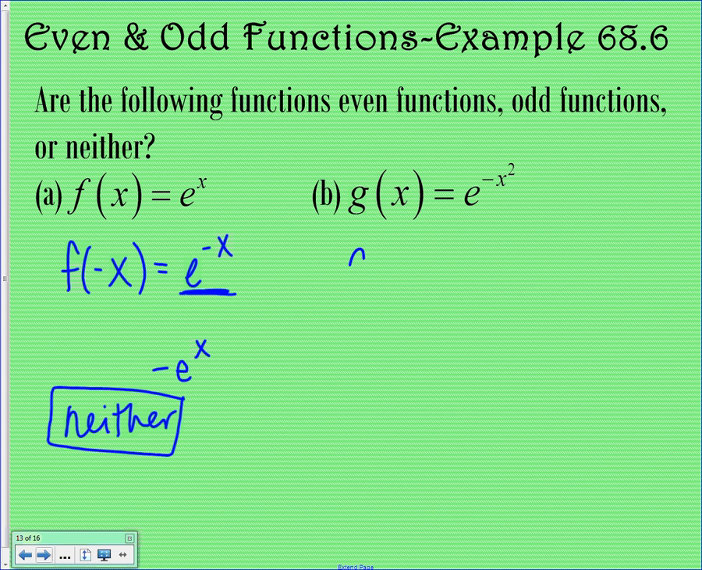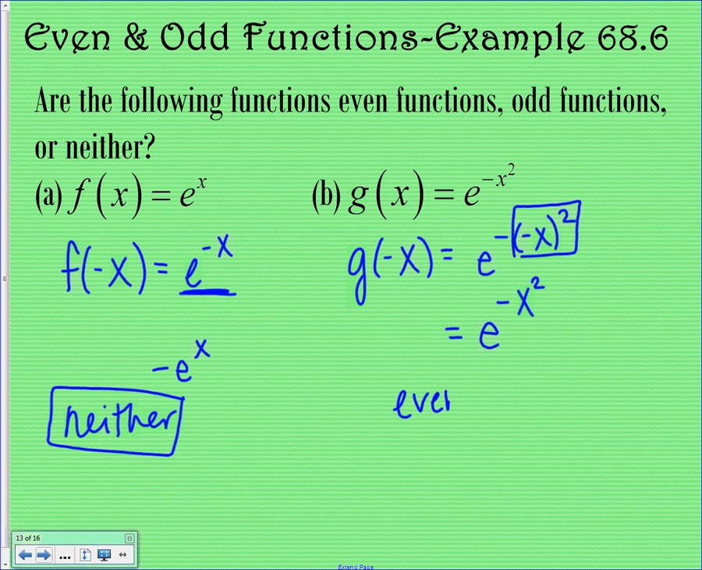Looking at this one over here, g of negative x is going to be e to the negative x squared. So if we simplify that, we would have negative, and then this part here is going to go back to an x squared. Well, that's identical to what we have to start with, so that is an even function. So we've got one neither and one even there.